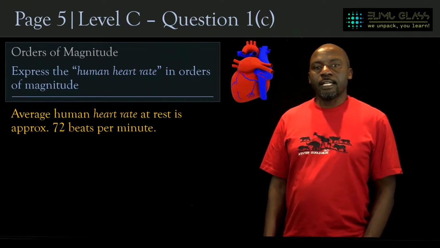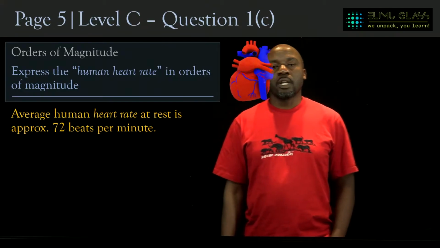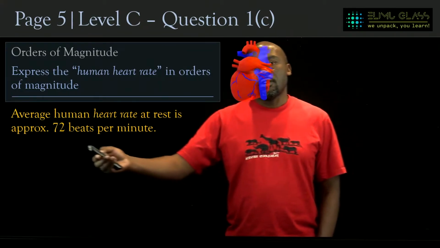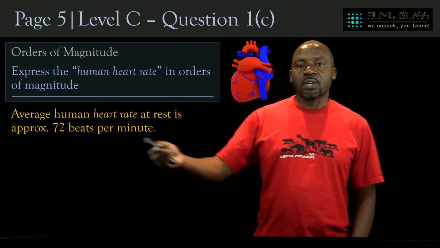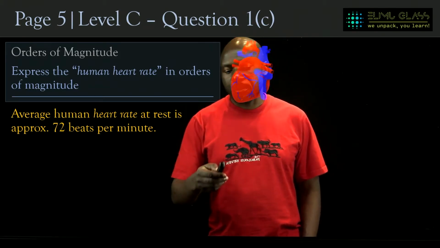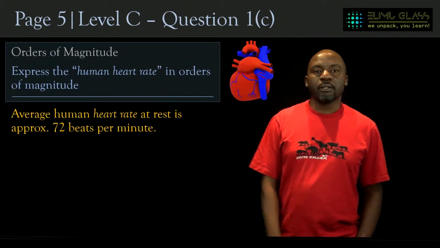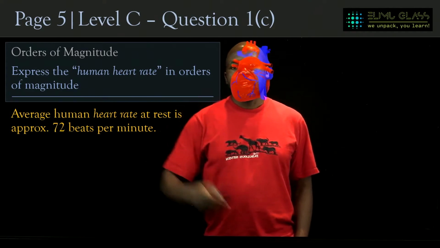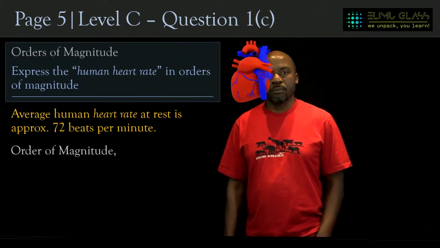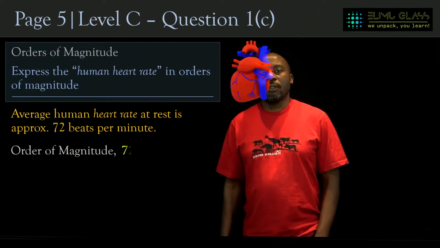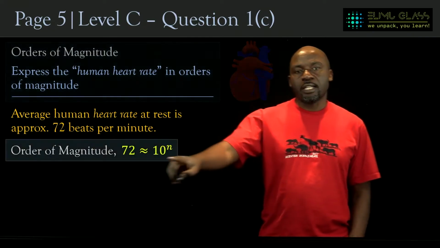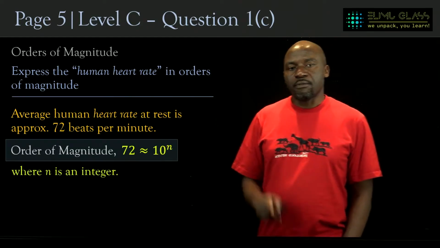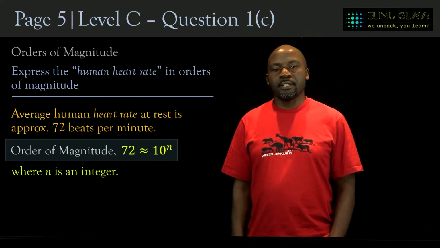Now, like we said, if you check the eWorkbook, the description is there. If we're going to write this in orders of magnitude, it means that we want to write it as 10 to the power of some integer number, okay? So we need to find the log to base 10 of 72. I'm going to explain this briefly. The order of magnitude means we want to write 72 as being equal to 10 to the power of some value n, where n is an integer.